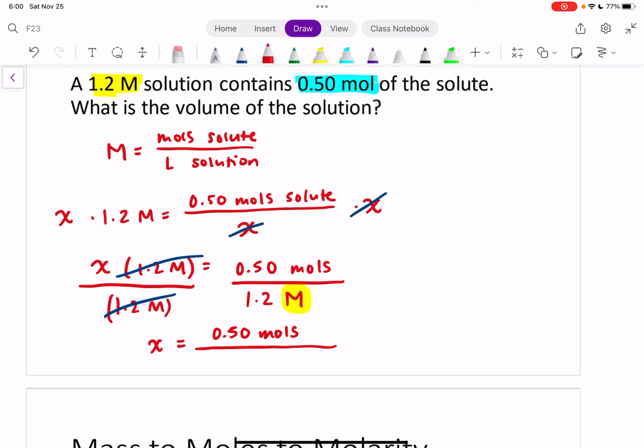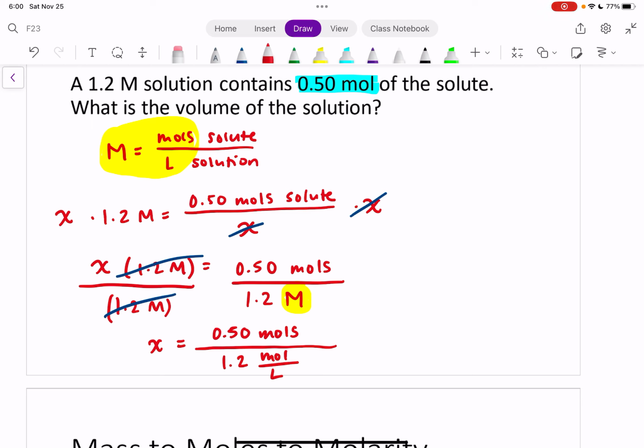But what is 1.2 molar? Well, remember we said that molarity equals moles per liter, right? Moles per liter, that highlighted part right there. Those are the units of molarity. So if we have 1.2 molar, we could also break that up and say we have 1.2 moles per liter down there on the bottom.